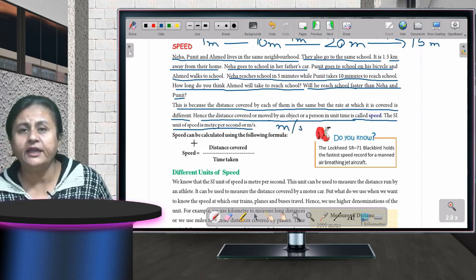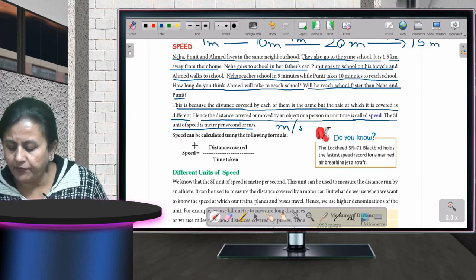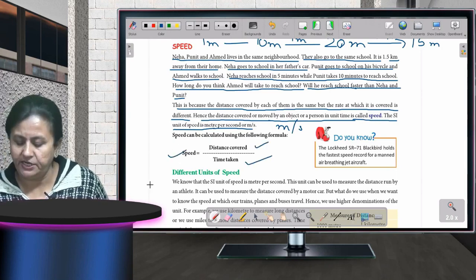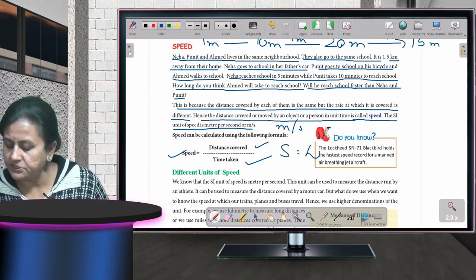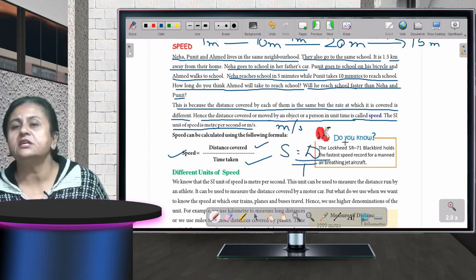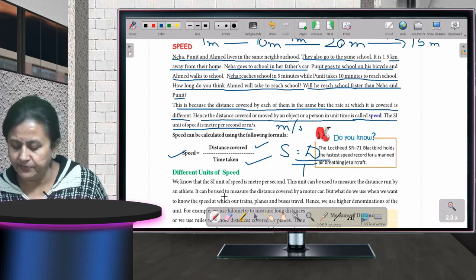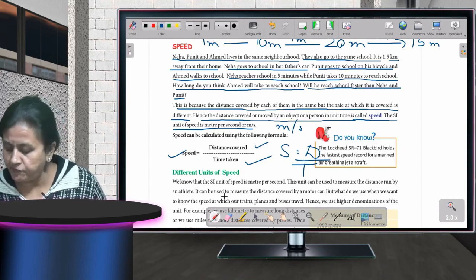So, how do we calculate speed? The formula for calculating speed is: speed is equal to distance covered upon time taken. Speed is equal to distance covered upon time taken. Fine, children? Now, there are different units of speed.